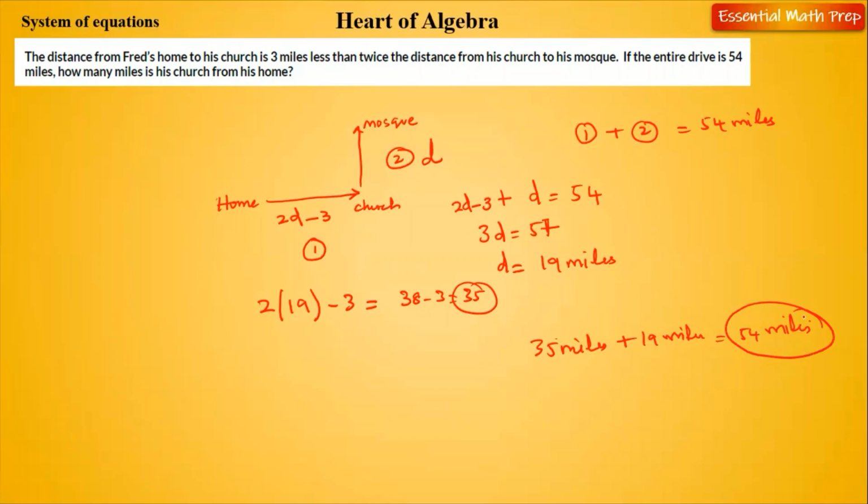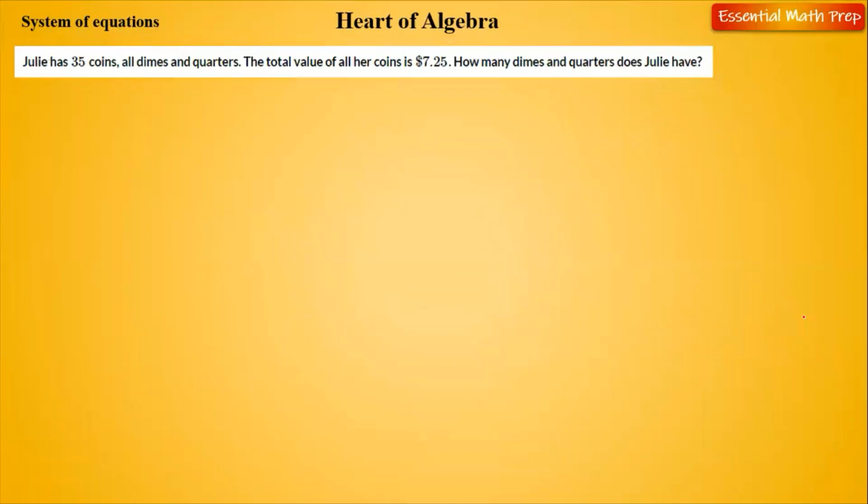If you didn't get it, you have to redo it. But again, I keep repeating, after you read the problem once, maybe twice, you need to visualize how you're going to do it, which means the first time you read the problem carefully, the second time you read it in parts, and if it still doesn't make sense, skip the problem and come back to it at a later point of time. Okay. Julie has 35 coins, all dimes and quarters.